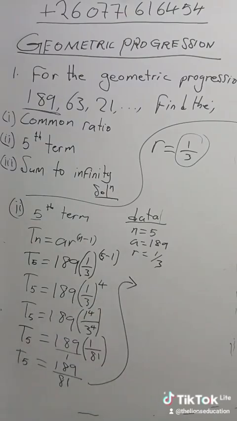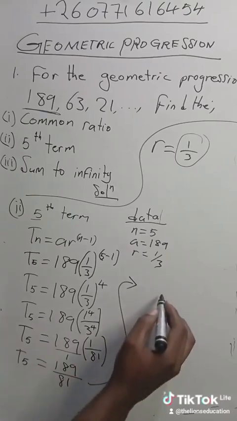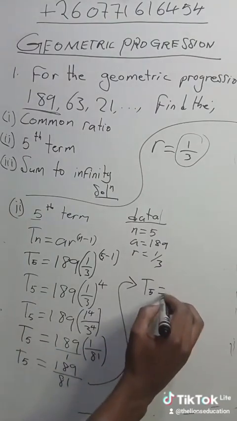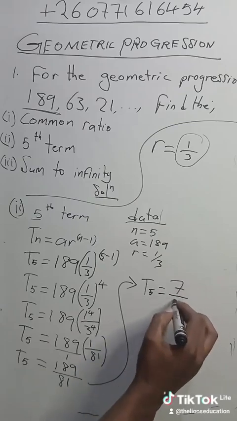So we are going to say, what number can we put here, which can go into 189, and that number can also go into 81? What number is that? Okay, let us try 9. 9 into 9 is, how do we get there? Alright, try it on your calculator there. So we're going to have T5 is equal to 7 over 3.